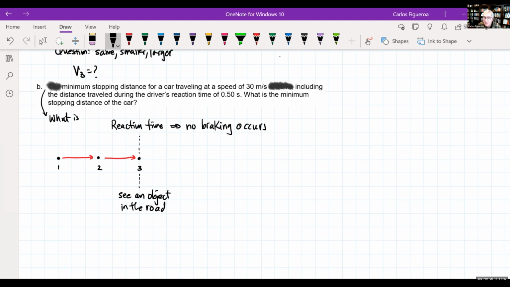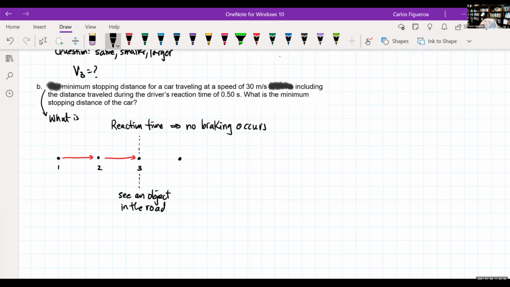So you do not instantly start braking. Your car is moving during this period. So what that means here is that when I have a reaction time, that means I have to take my foot off the gas onto the brake pedal. So I'm going to travel some distance.